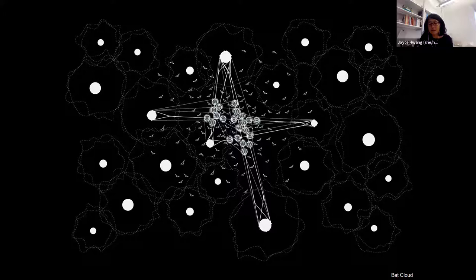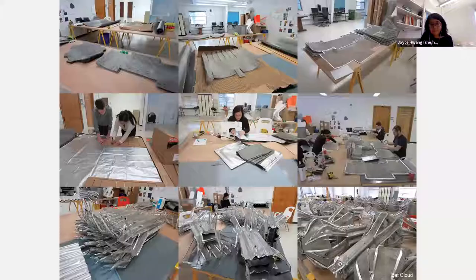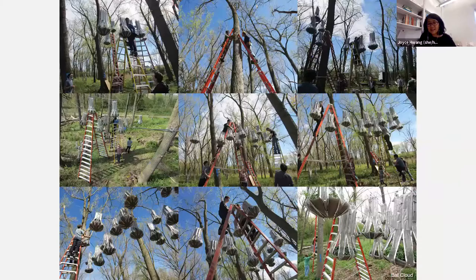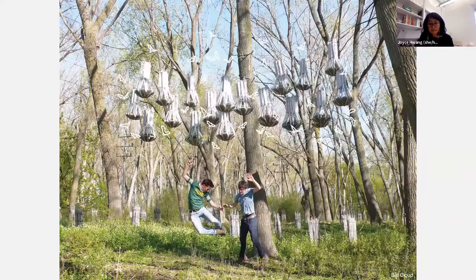So here you can see a plan drawing of the cloud. And here are some photos of the construction process, a very humble construction process in our studios and shops. And here's the installation process at Tifft, which just took a couple of days. And finally, here's a hopeful view once we completed the project.